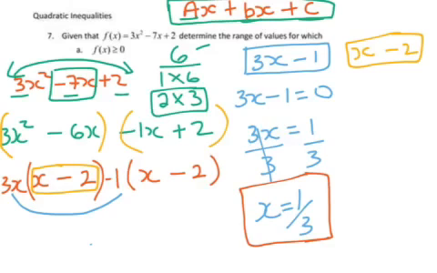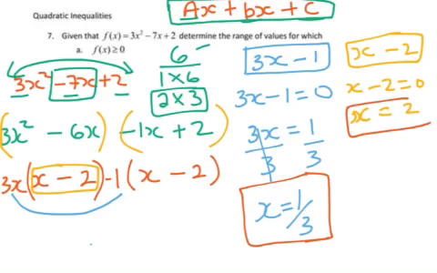And the other solution, now we set this equal to 0 as well. So we go x minus 2 equals 0. X, find the opposite of minus 2, which is positive 2. So x is equal to 2. And that's the other solution. And of course, you could put that on a number line. Alright, so that's how we work that one out.